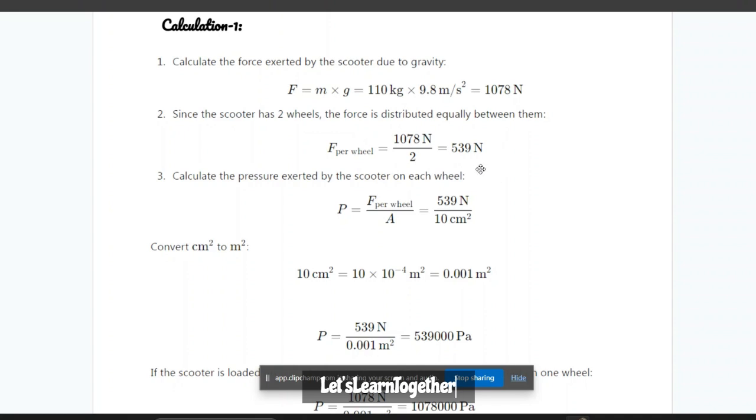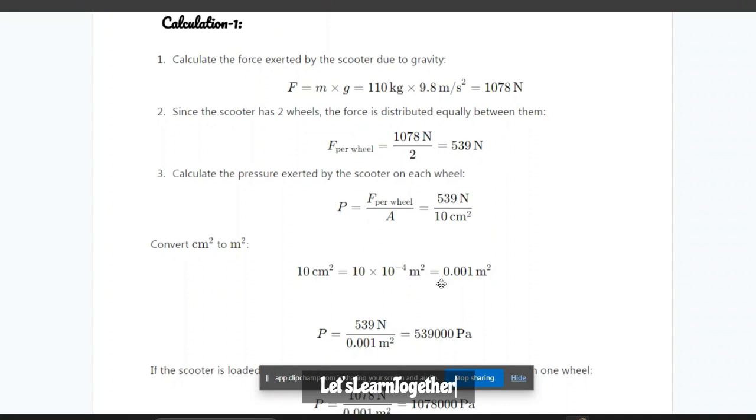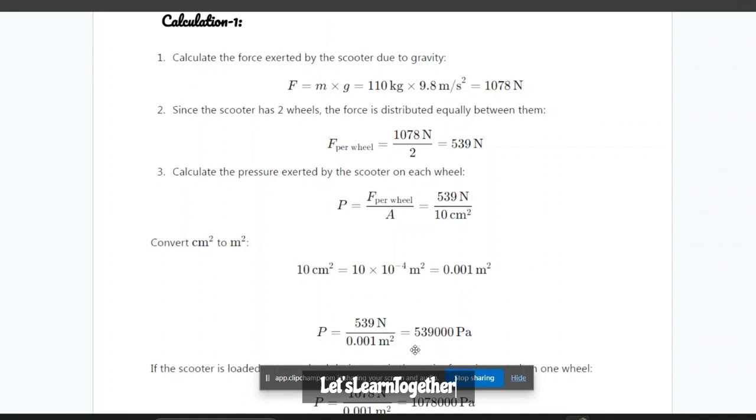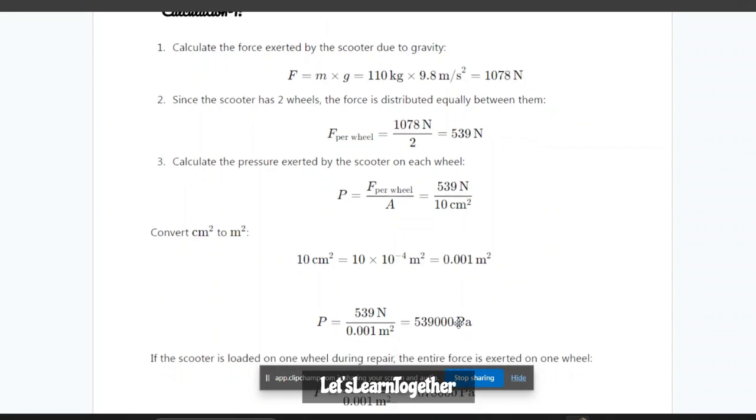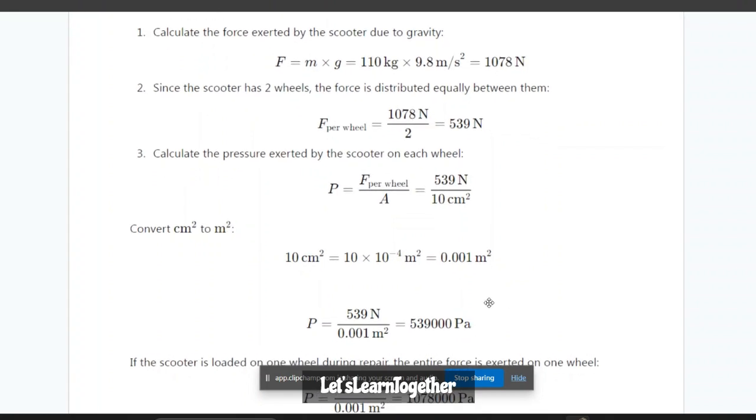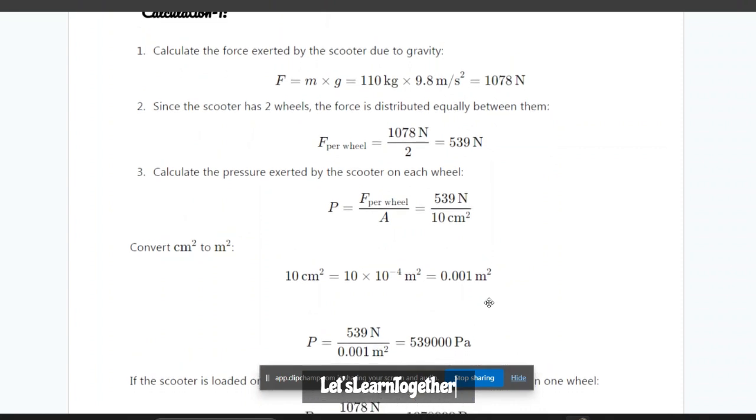And then as we have the force applied per wheel, now we can find out the pressure. So we did. Then as the area was 10 square centimeters, we converted it into 0.001 square meters, and thus the answer came 539,000 pascals. So this is the pressure applied on each wheel by the scooter.